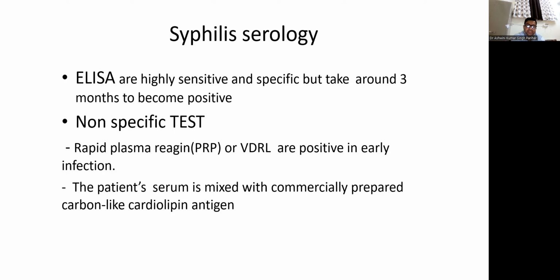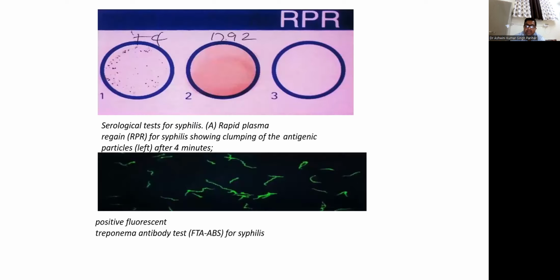The other non-specific tests are the RPR or VDRL, which are positive. The RPR is rapid plasma reagin antigen, and VDRL is the Venereal Disease Research Laboratory test. They are positive in the early infection. In this test, the patient's serum should be mixed with commercially prepared carbon-like cardiolipin antigen, and you should observe for any clumping of antigenic particles.